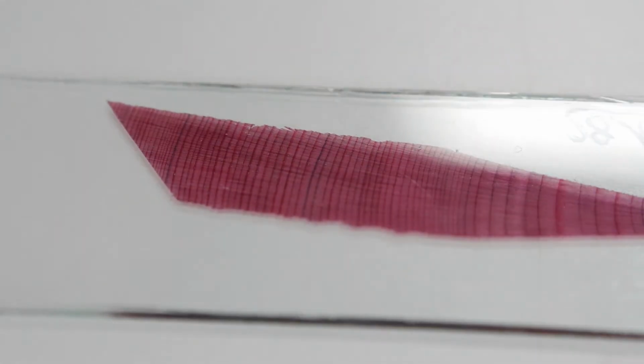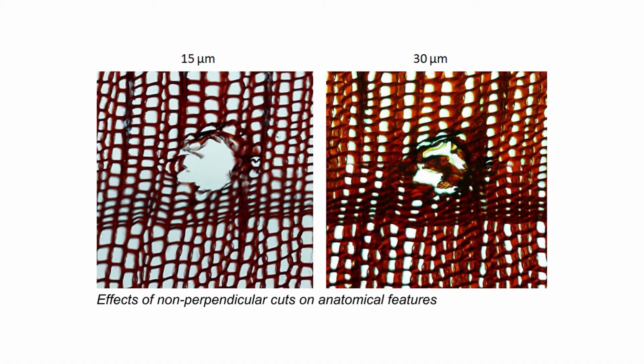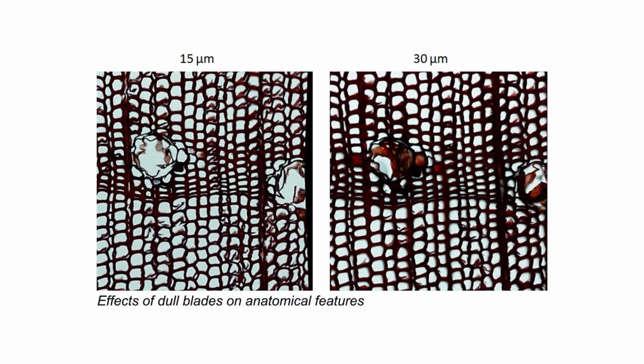There are several deficiencies that we should avoid in the images that we use for quantitative wood anatomy. Firstly, if the samples are too thick, this can result in over or underestimation of anatomical features, for example, cell lumen area or cell wall thickness, and they can also appear out of focus. Over and underestimation of the anatomical features can also occur if the sections are not cut perpendicular to the wood structure. Another case is that dull blades can disrupt some delicate anatomical features, and this effect is usually stronger in thinner sections.